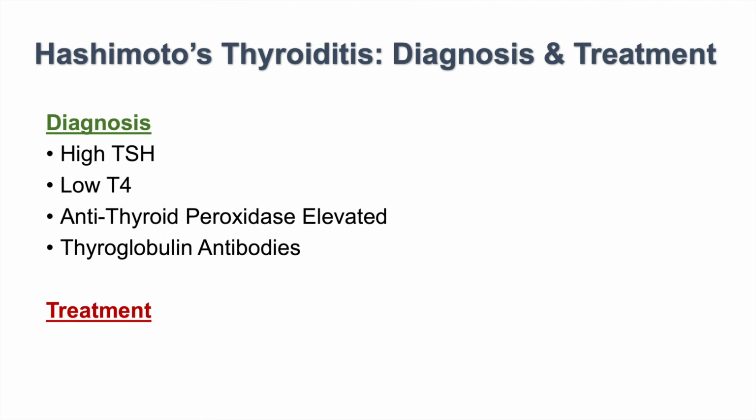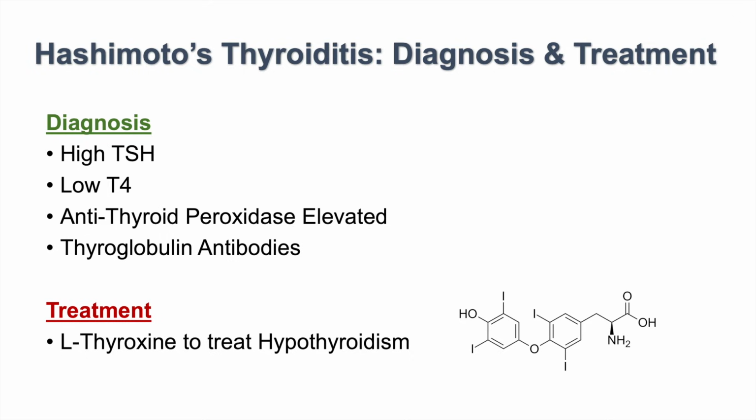Well, basically it's pretty simple to treat this. Really, we want to replace what they've lost, and we replace that with L-thyroxine or Synthroid to essentially treat their hypothyroidism. They don't have enough thyroid hormones. They don't have enough T4, T3. We've got to give it back to them. So that is how we treat it.